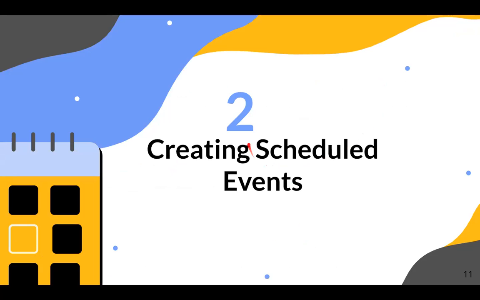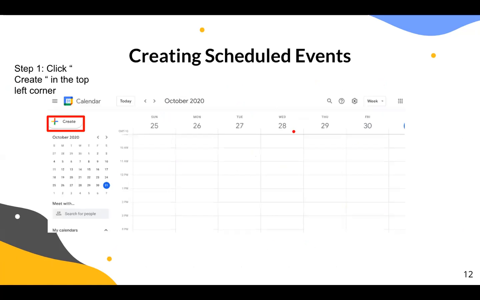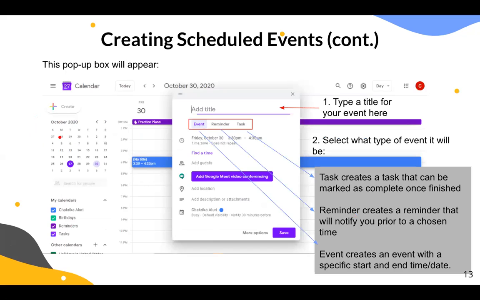So now we're going to learn how to create scheduled events. So the first step is to go to the top left corner and click the Create button. And after you click the Create button, this pop-up box will appear. So at the very top is where you can type a title for your event. For example, dinner with a friend or colleague.